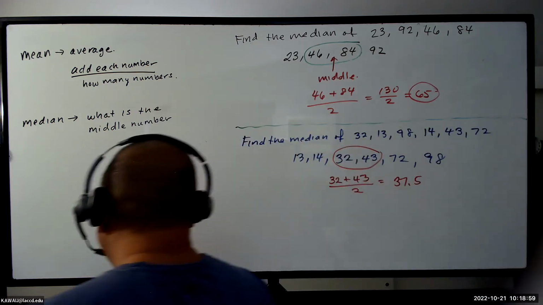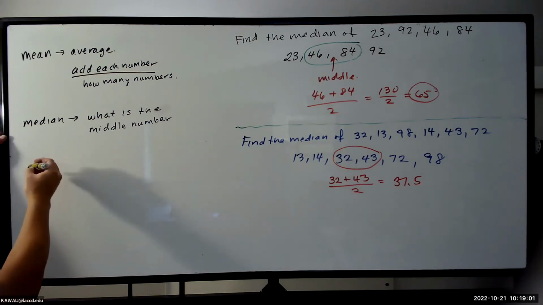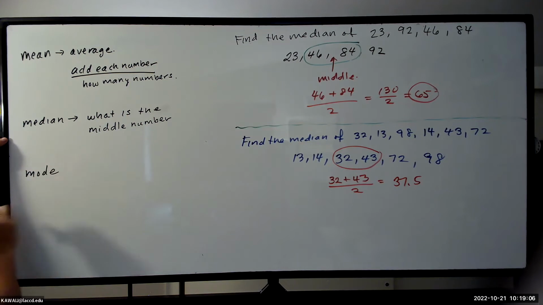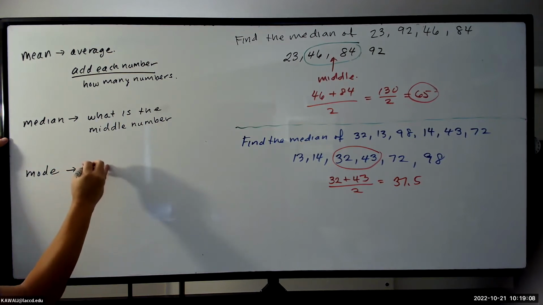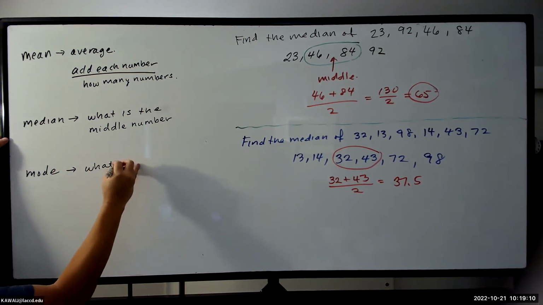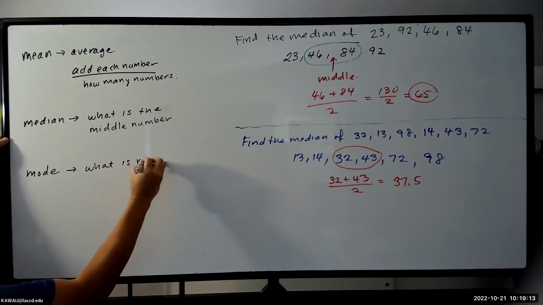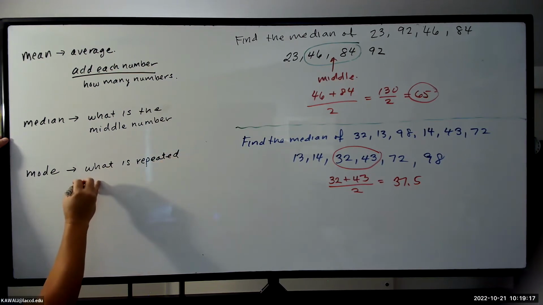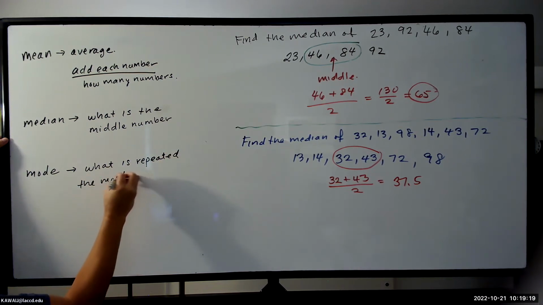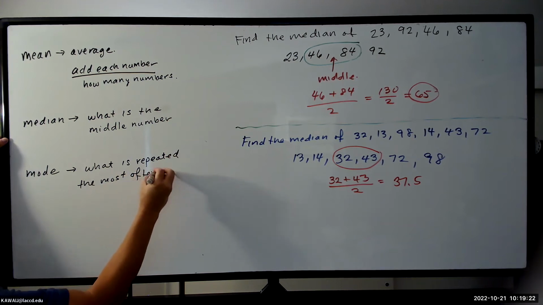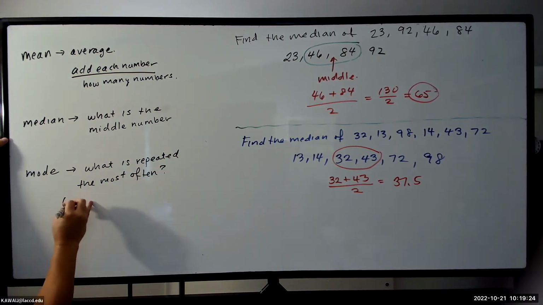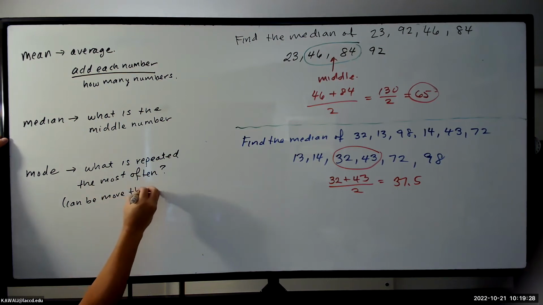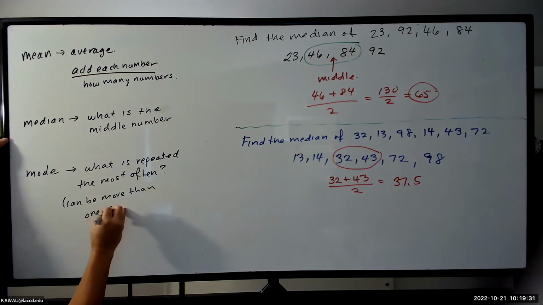Okay. Now the last one is mode. This is what number is repeated. What is repeated the most often. And this can be more than one number.